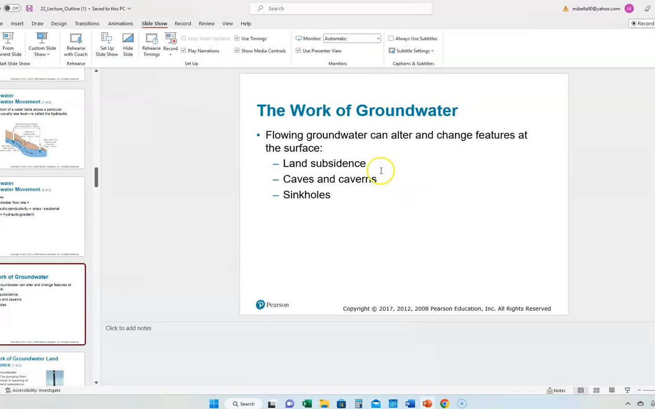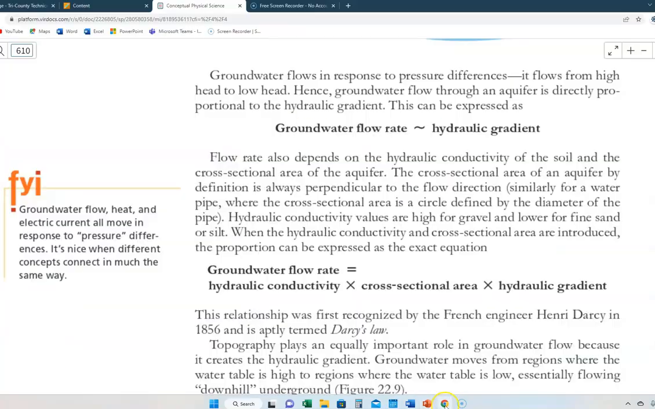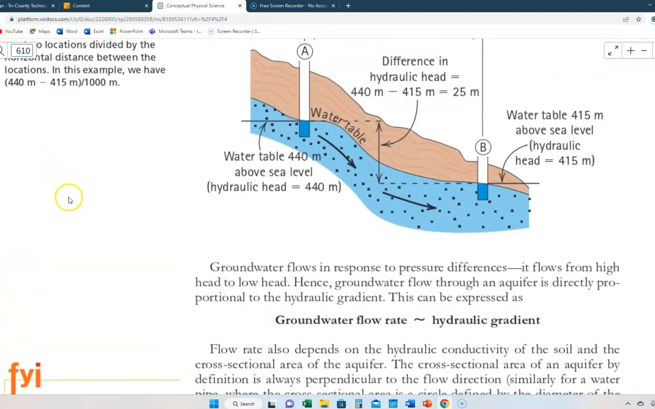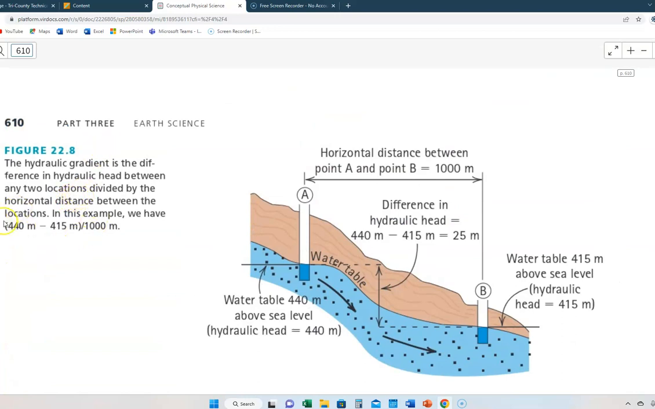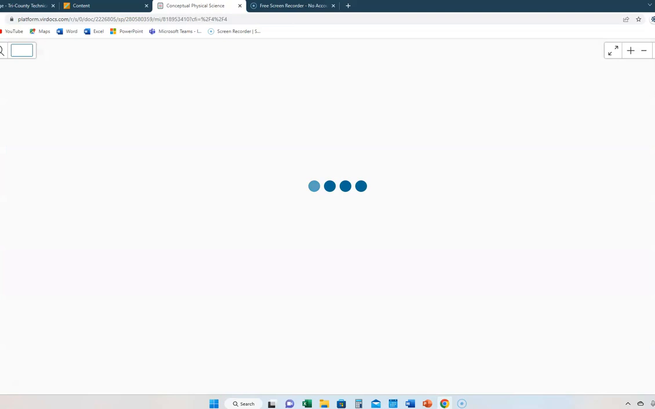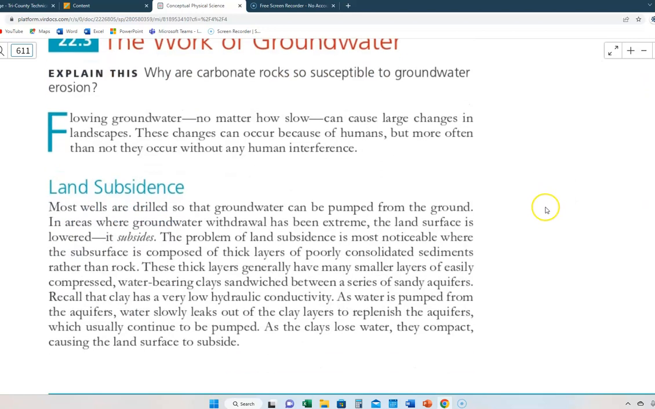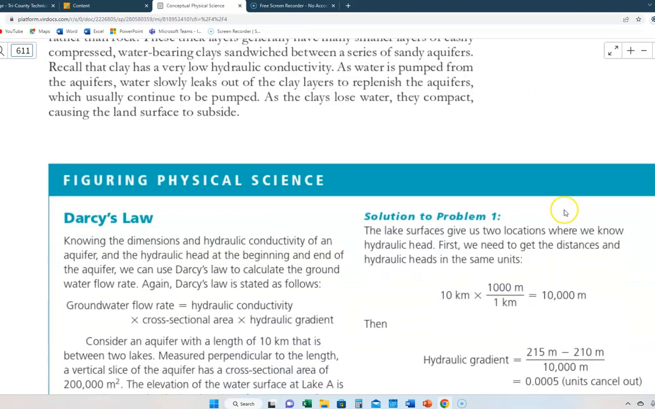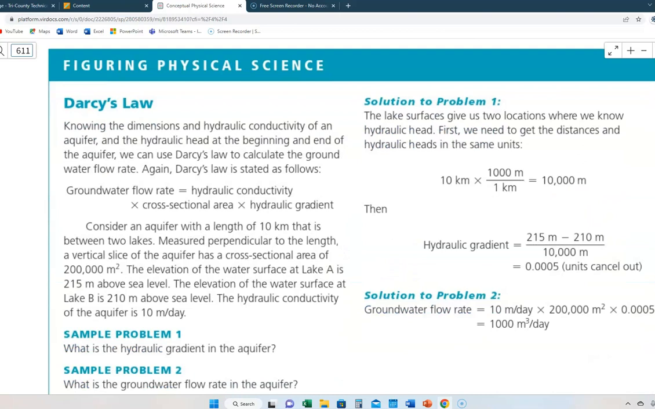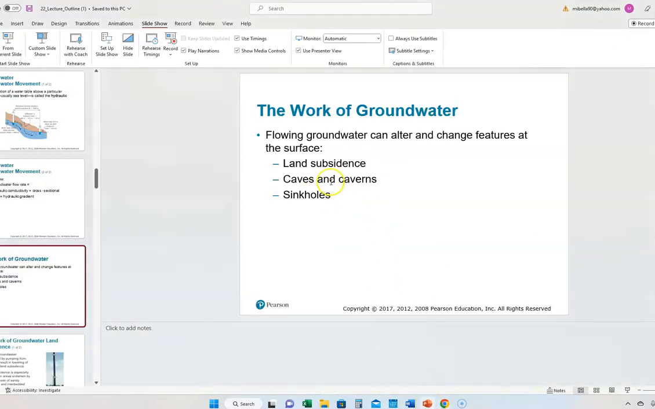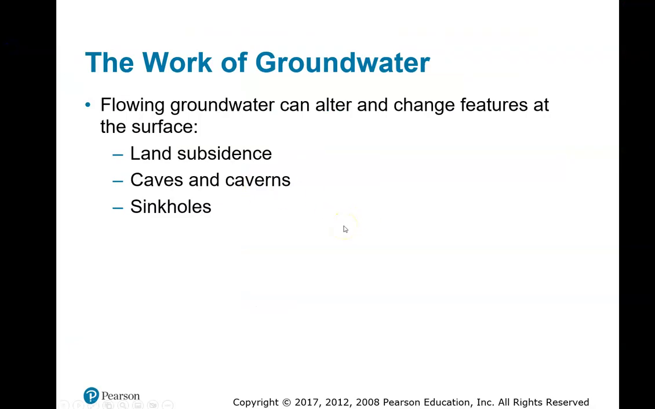Let's see if I can remember the name of it. Hold on, let me look at the textbook. It'll probably have that aquifer. Let's see if I can find it. I don't see it right there. So this is the land subsidence. There's Darcy's Law, there's a nice example of Darcy's Law. Anyhow, we'll get to this Leaning Tower of Pisa stuff. I thought I'd be able to find the name of that aquifer. Anyhow, it's the largest one in the United States.